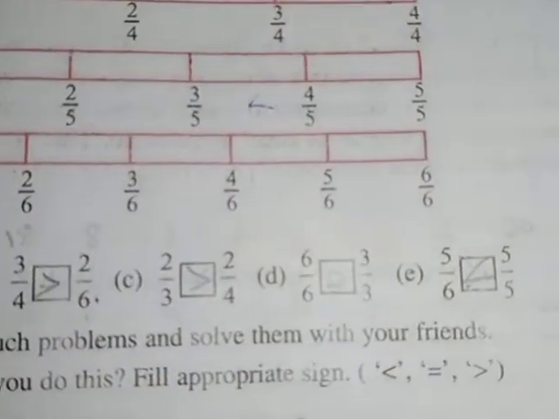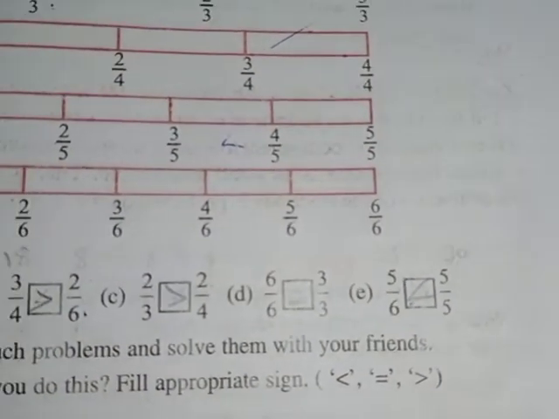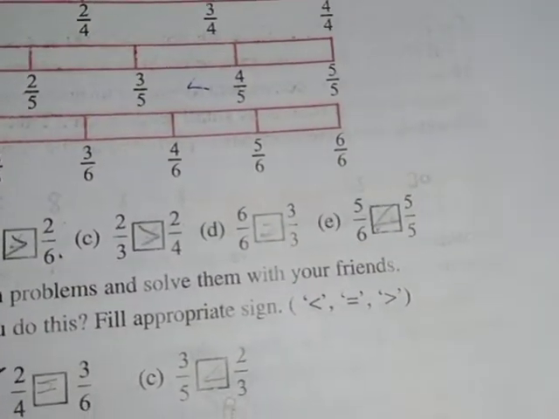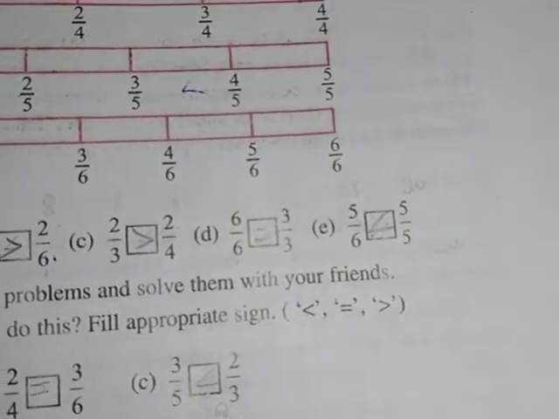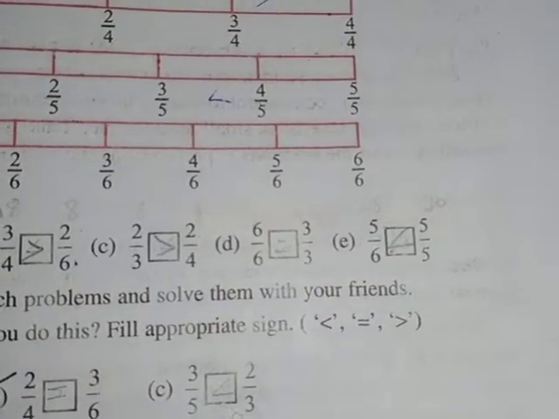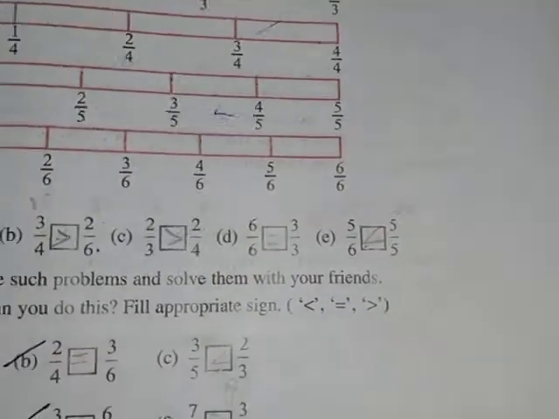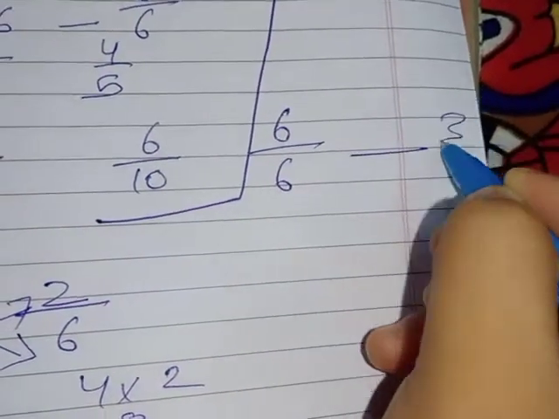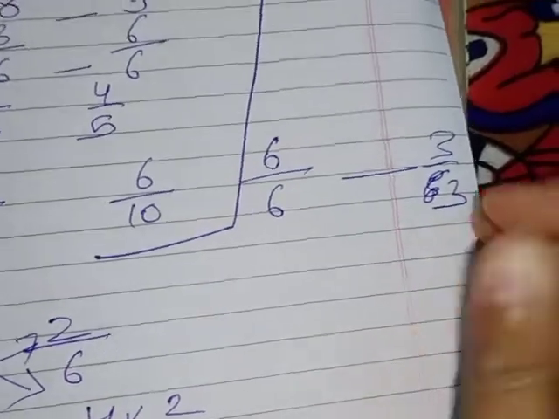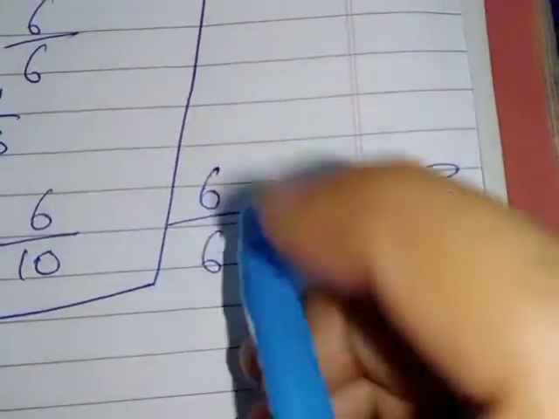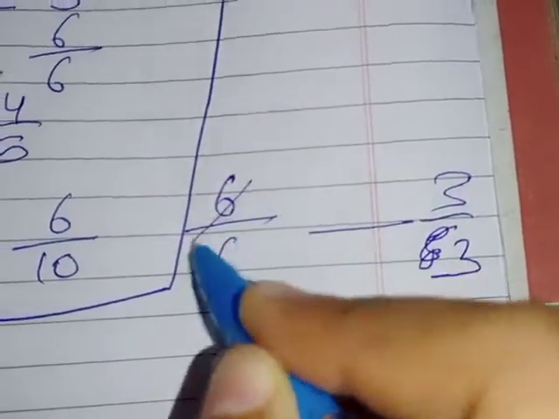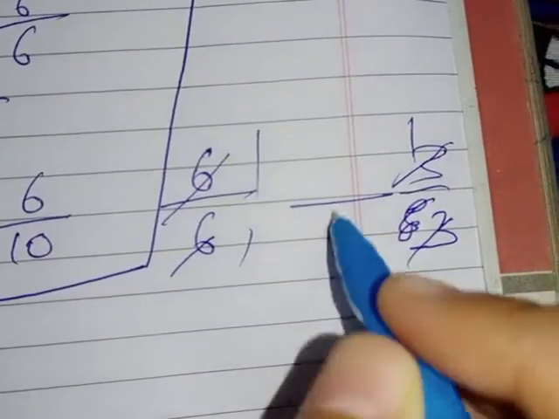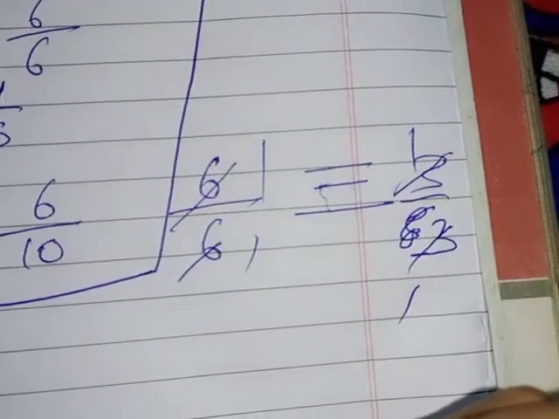Now in C, 2 upon 3 and 2 upon 4. 2 and 2 is similar, so among 3 and 4, 3 is smaller, hence it will be considered as greater. 6 upon 6 and 3 upon 3, this is a very simple and little logical question. I told you that whenever numerator and denominator both are same, we can consider it as 1. Both the places it is coming 1, so we can put equal to sign there.